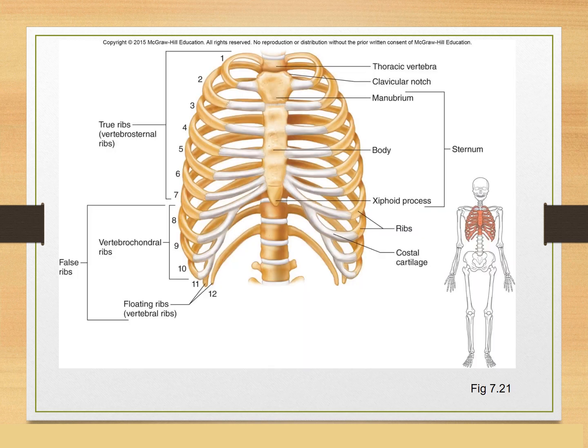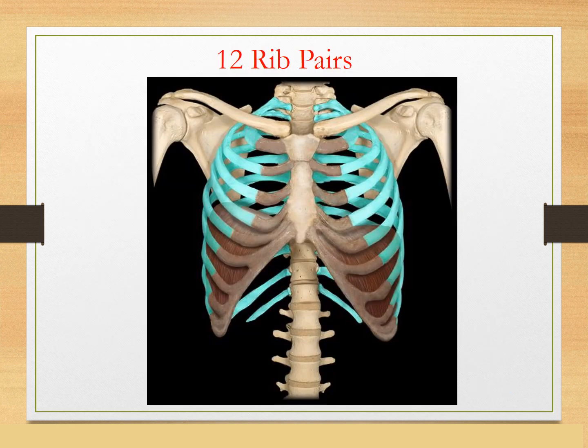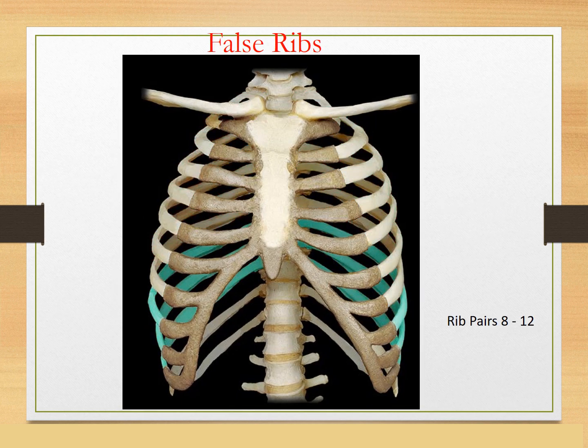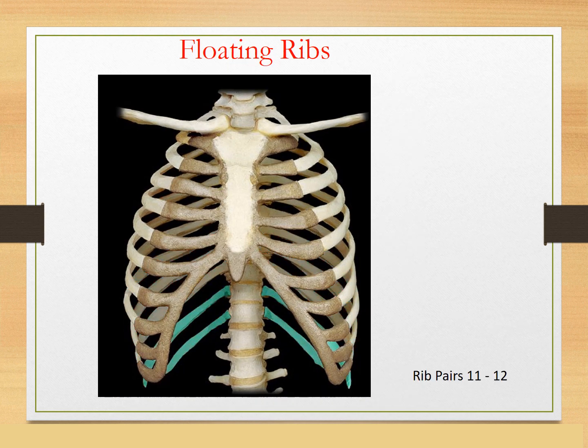This shows you the whole rib cage. You can see ribs 1 through 7, which are the true ribs, and then ribs 8 through 12, which are the false ribs, including 11 and 12, which are also known as floating ribs. What's shown in white is the costal cartilage. This slide is indicating the true ribs. Here we have the false ribs and the 2 pairs of floating ribs.